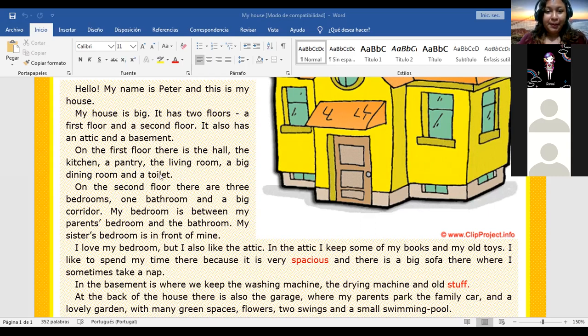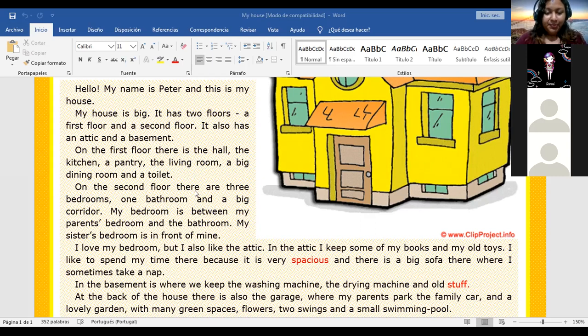Okay. Now, notice how he says, notemos como dice que en el primer piso y dice solo cosas singulares. There is the hall, the kitchen, a pantry, the living room, a big dining room, and a toilet. ¿Se fijan? There is, hay, pero cosas singulares. There is, hay un, y los nombra en una lista. Are we okay? Yes? Okay.